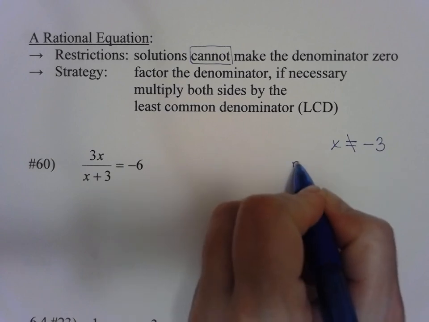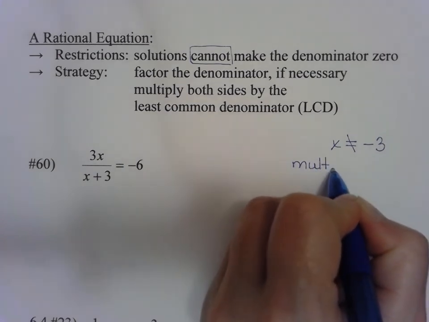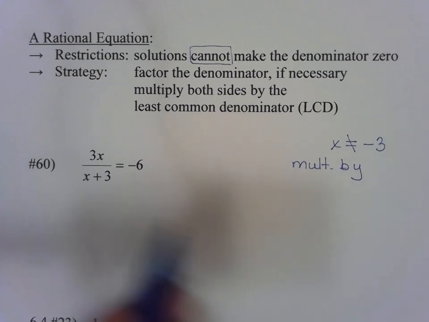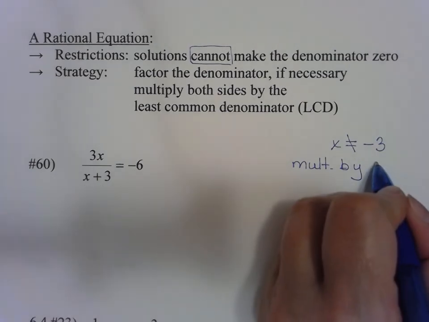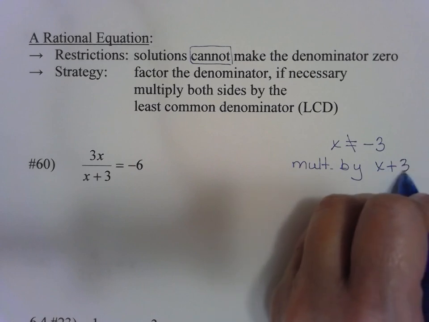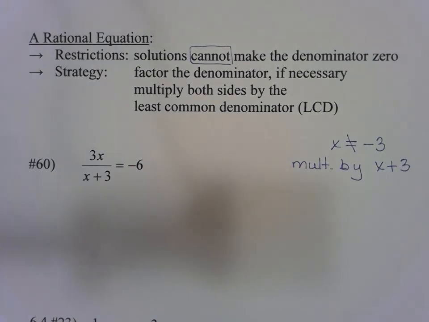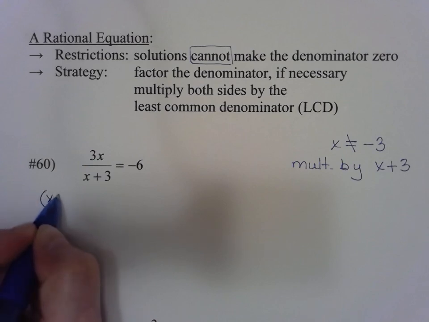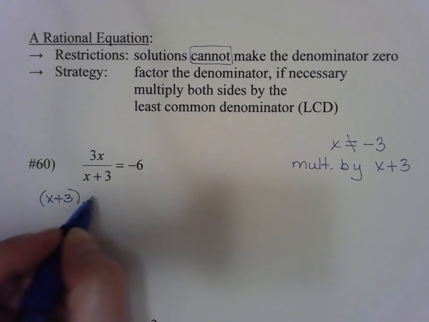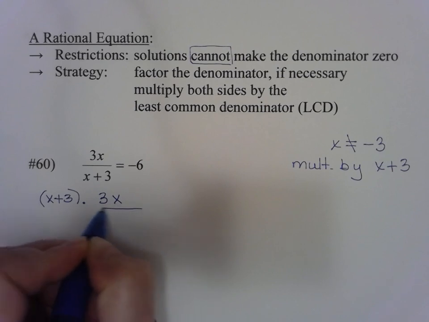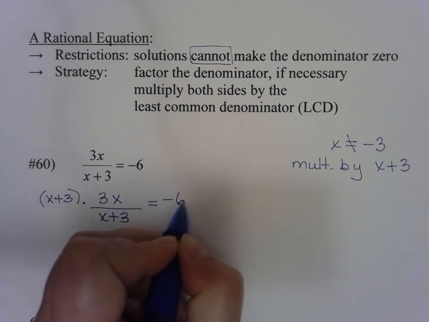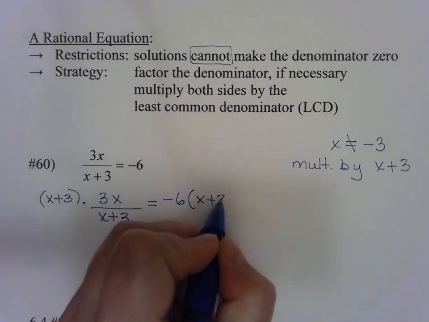All right, and then I want to multiply by the least common denominator. In this case, I only have one denominator, so I'm going to multiply both sides by x plus 3. Okay, so let's do that. So I'll have x plus 3. I'm going to multiply by that on the left. And on the right.